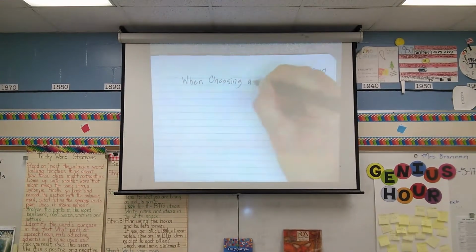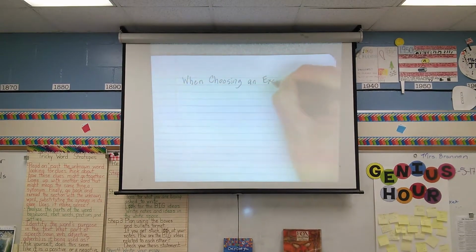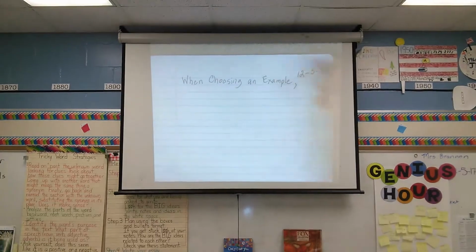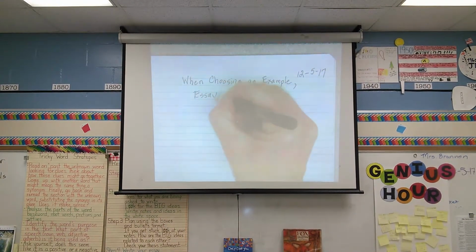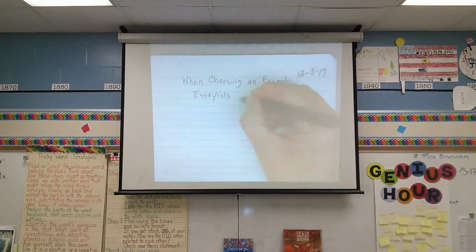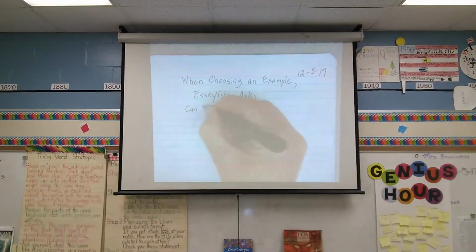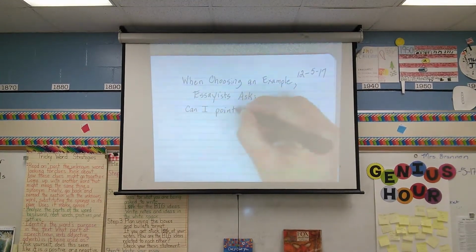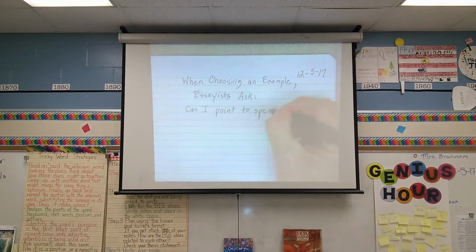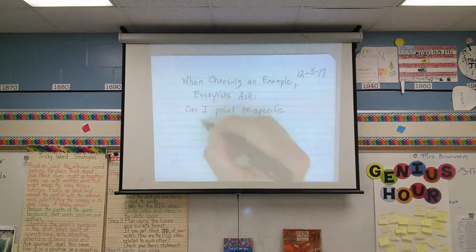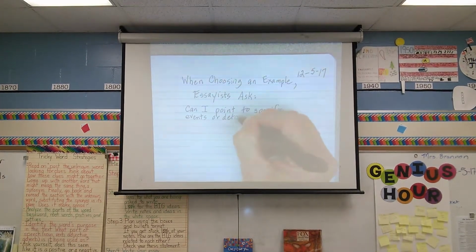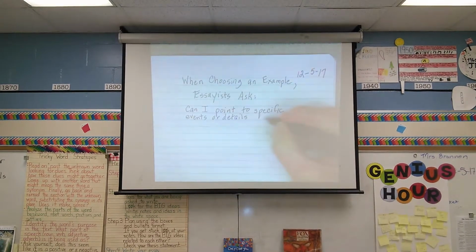So when choosing an example, essayists ask. The very first question you want to ask yourself when you're looking at your bullets or your details: can I point to specific events or details that support my main idea?